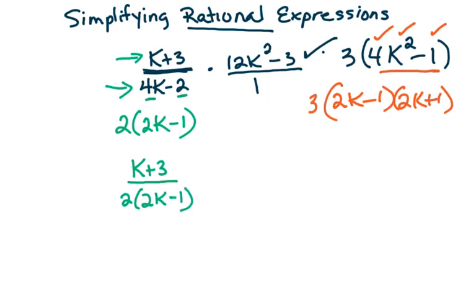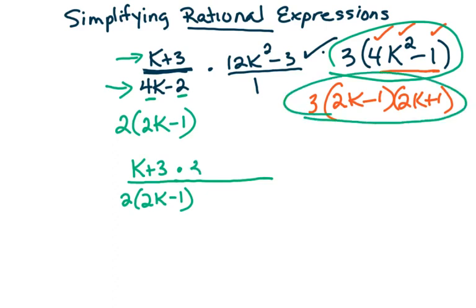Now I'm going to times this. I'm going to just keep on going. Times, this is what I have left up top. 3 times 2k minus 1 times 2k plus 1. And then all I have left on the bottom is times 1, so I don't have to do anything. All right, now watch what I can do. 2k minus 1, 2k minus 1. So I can just eliminate those two right away.